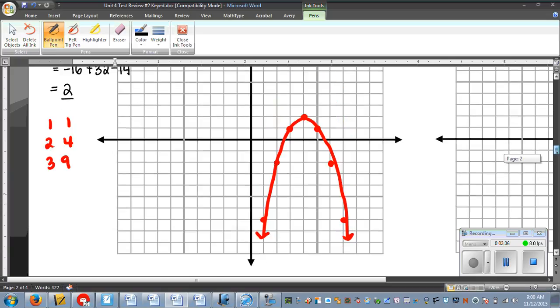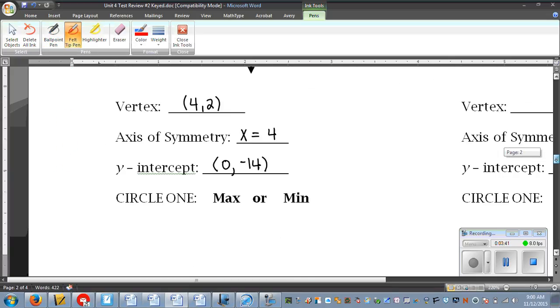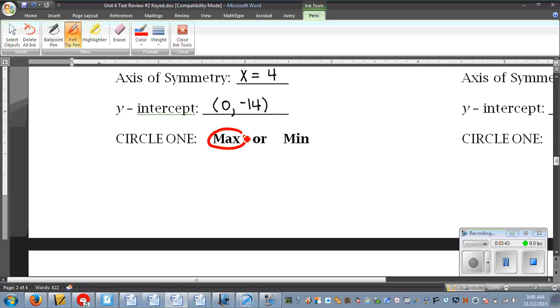Since the graph is reflected and opens down, the maximum is at the top, or the vertex is at the top, making it have a maximum for the graph.